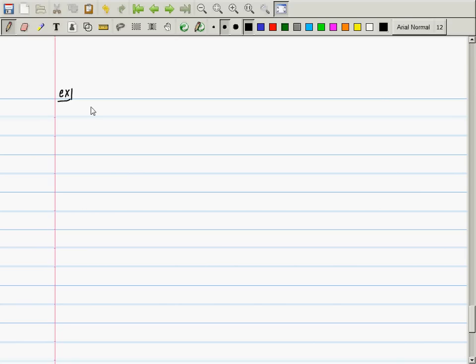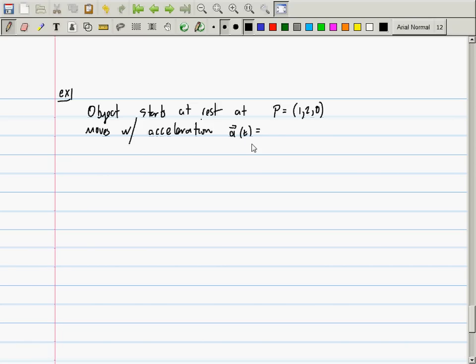Okay, good. So let's do an example. An object starts at rest at the point P equal to (1, 2, 0), and it moves with acceleration a of t equal to j plus 2k, like so. Find the location after 2 seconds.